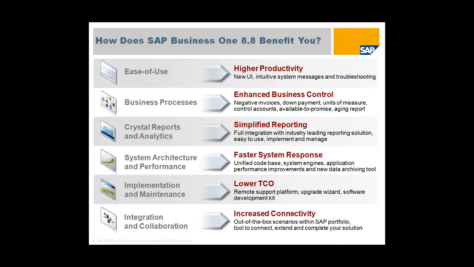From a business process perspective, what this was really about was delivering you enhanced business control. This comes down to the specific functionality in the software. Functionality like the ability to generate negative invoices, enhancements in the area of down payments, units of measure, more flexibility around control accounts, the introduction of additional available to promise functionality in the logistics area of SAP Business One, and enhancements to key accounting areas like the aging report.